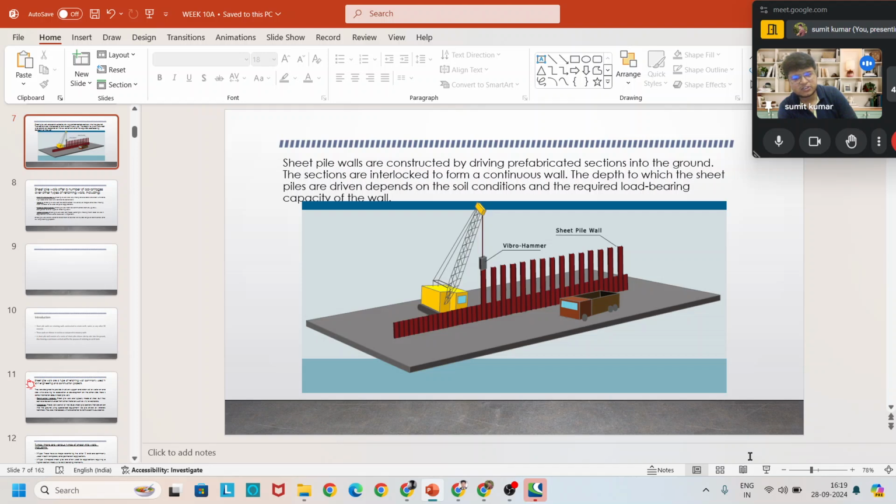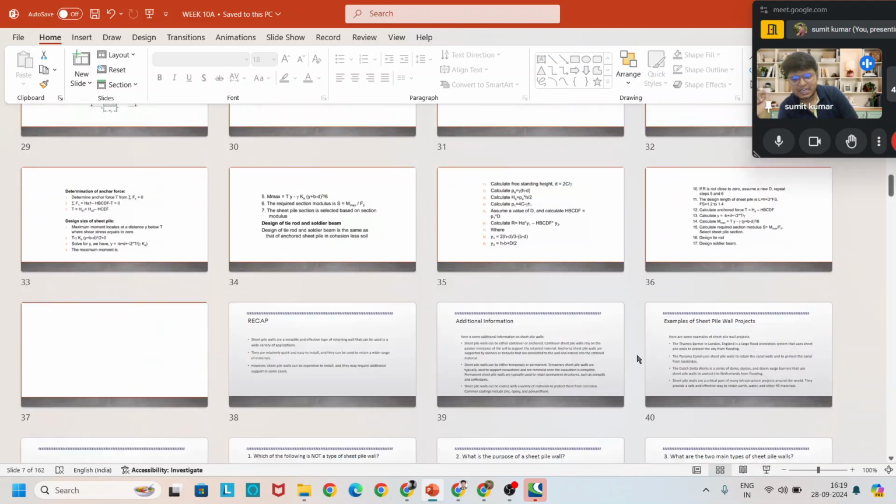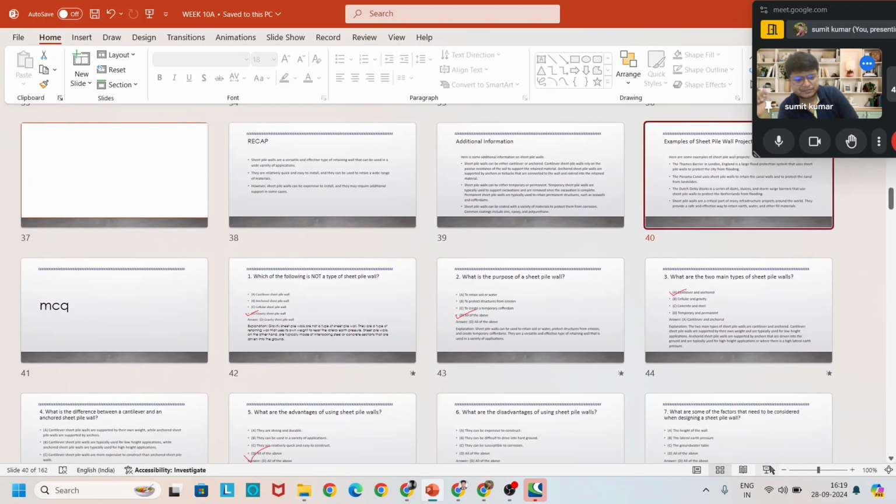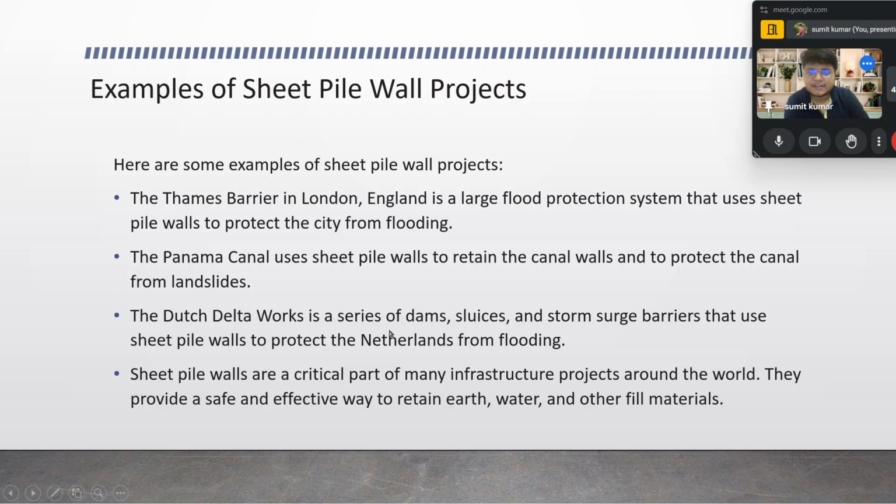Okay, in this figure you can see that the seat piles are already there. We use the vibro hammer to install them, so it is relatively quick and easy to install. Now see this. When we have gone across the examples, specifically in London city, when it is used for flood protection, the permanent type of seat pile wall is installed. The Pennine Canal uses seat pile walls to retain the canal wall and protect the canal from landslides. Over there also the seat pile wall is permanently installed.